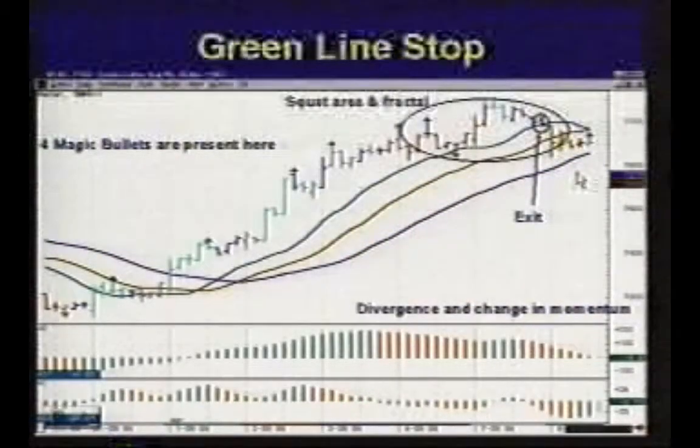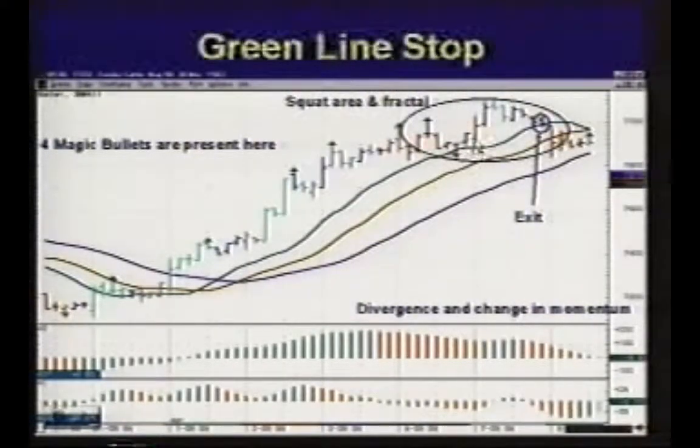Here's another example of a green line stop. Four of our magic bullets are present, so we're going to pay closer attention to the market. We do not want to turn a winning trade into a loser. So you notice that you've come up through here, then we have, this is our exit bar. Where I have circled, though, you've got a squat area. If you were to pull volume up, you would see the amount of volume in that area.